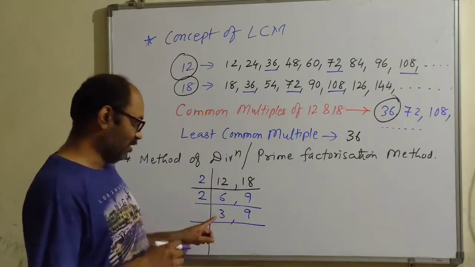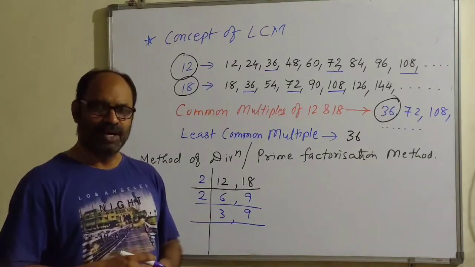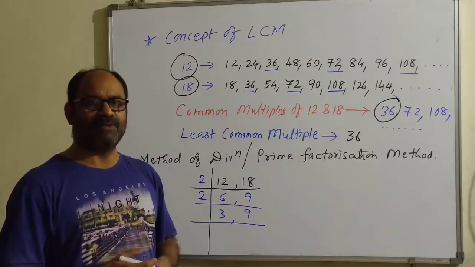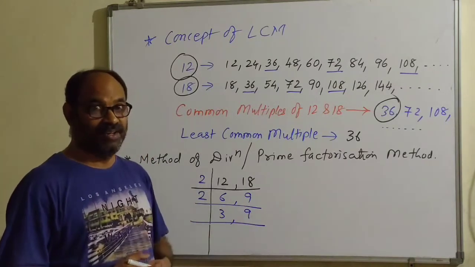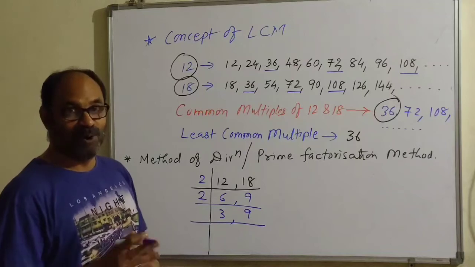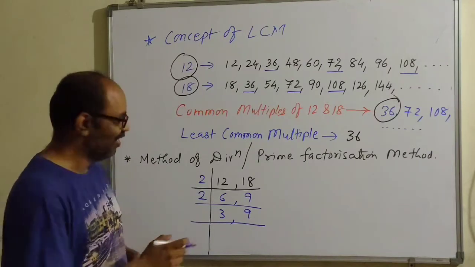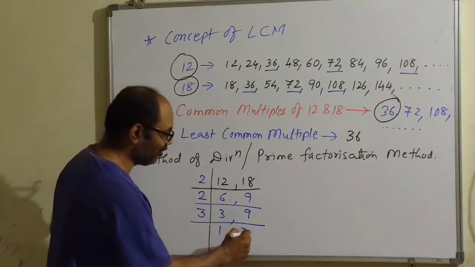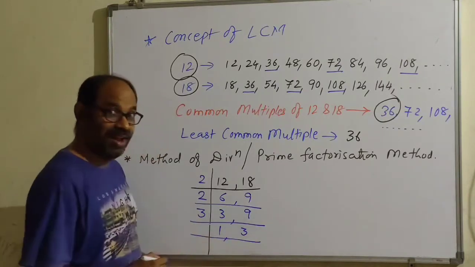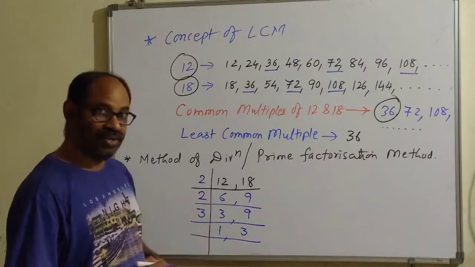No. Neither 3 nor 9 is divisible by 2. Then check the next prime number after 2, and that is 3. Is any of these two numbers divisible by 3? If you observe, both are divisible by 3. So 3 ones are 3. 3 threes are 9. Well, now you got 1 and 3.